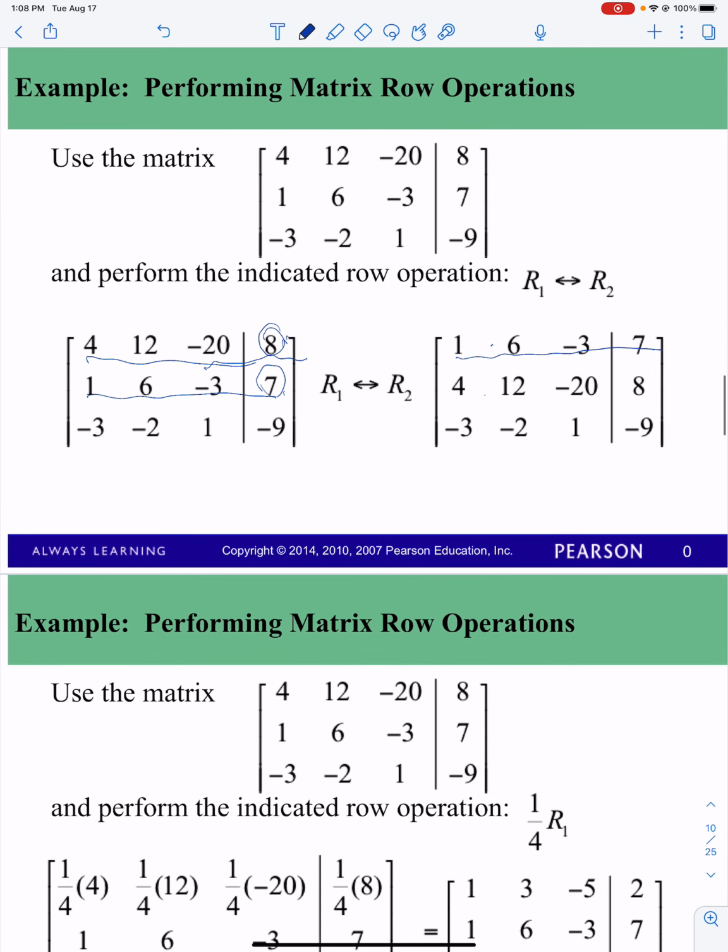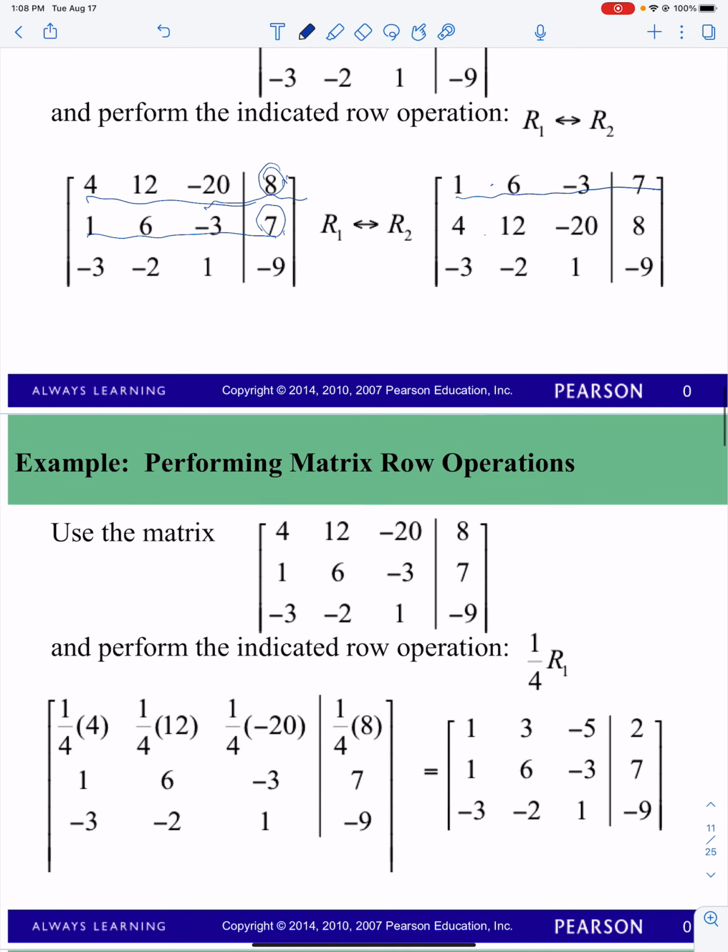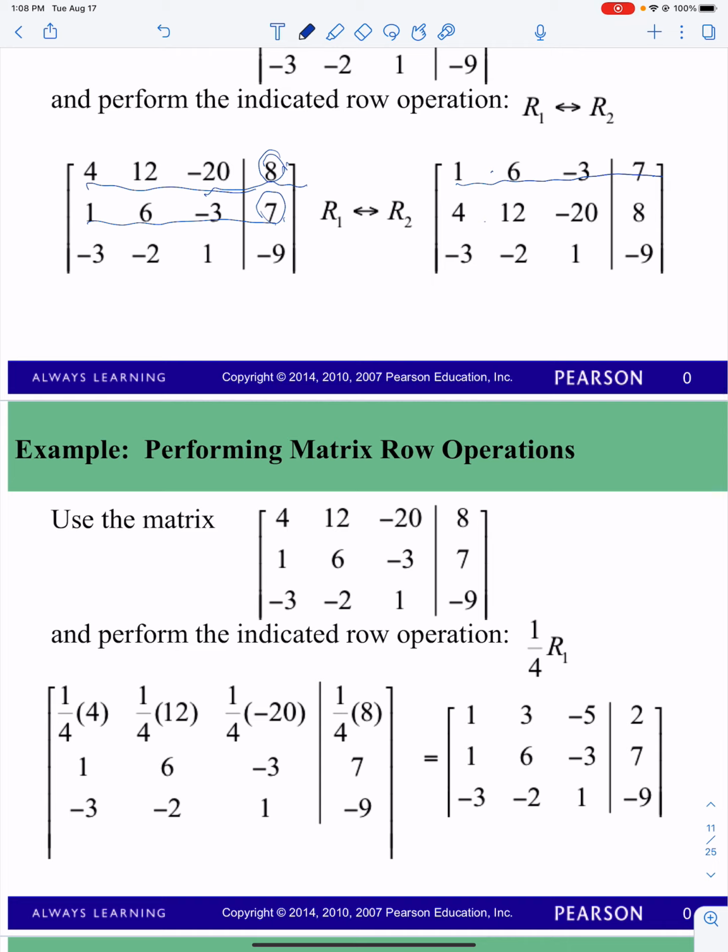For the next example, you can also multiply or divide by a constant. Here, if you multiply by 1/4, you multiply 1/4 on every element of the first row. So you have 1, 3, -5, and 2.